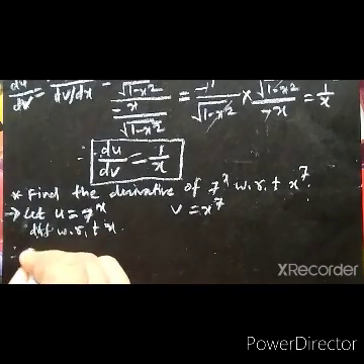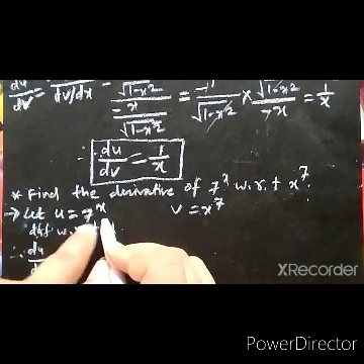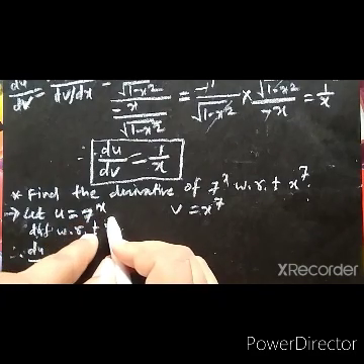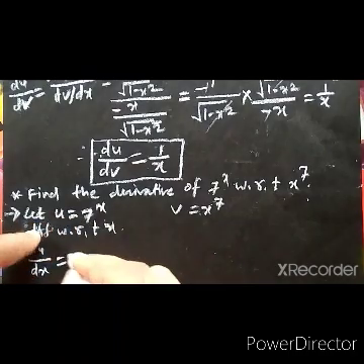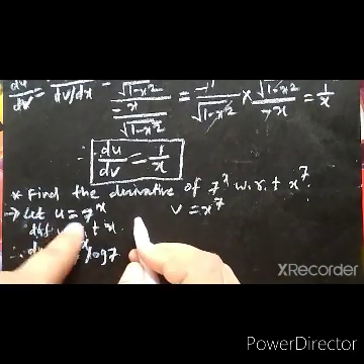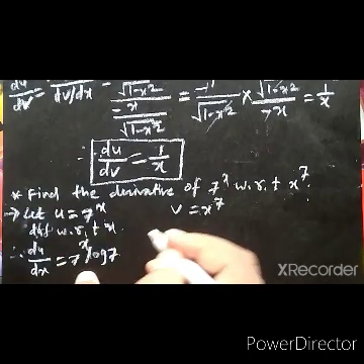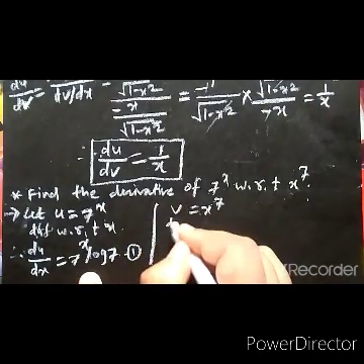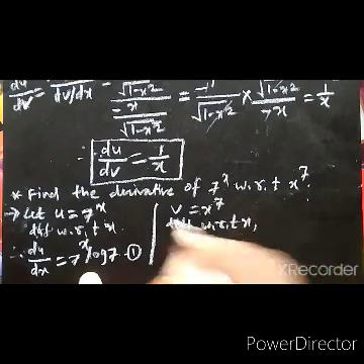Therefore du by dx is equal to, we know that 7 is constant, that is a raised to x, and its derivative is a raised to x log of a. So in the place of a we have to put 7, that is 7 raised to x log of 7, and again the derivative of x with respect to x is 1. So 7 raised to x log of 7, equation number 1. Now differentiate v with respect to x.